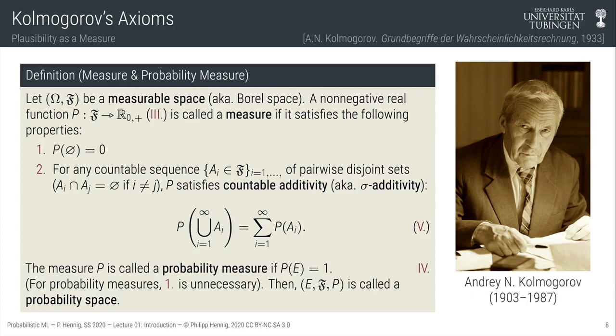It's just a measure if the probability or the measure of the empty set is 0, and for any countable sequence, so that's a sequence of elements of the sigma algebra which are pairwise disjoint so that they do not overlap or intersect, we require that, and this is really the master axiom for probability theory, not the master theorem, but the master axiom, that the probability of a countable union of these disjoint sets is equal to the sum over the probabilities of the individual sets.